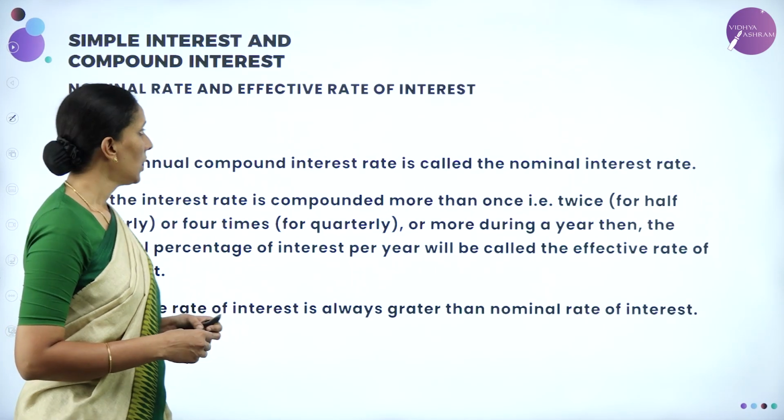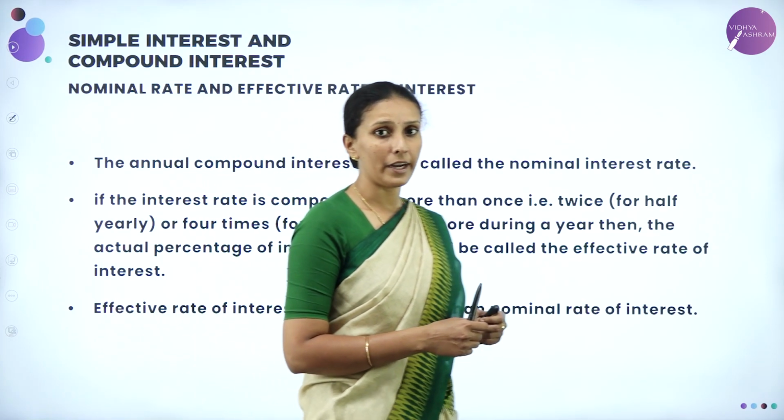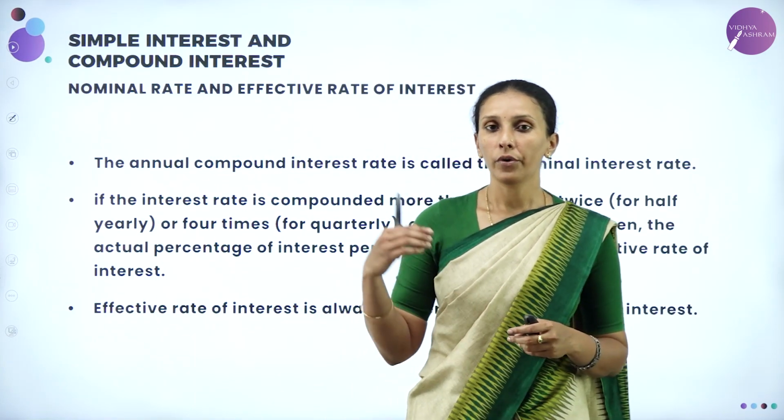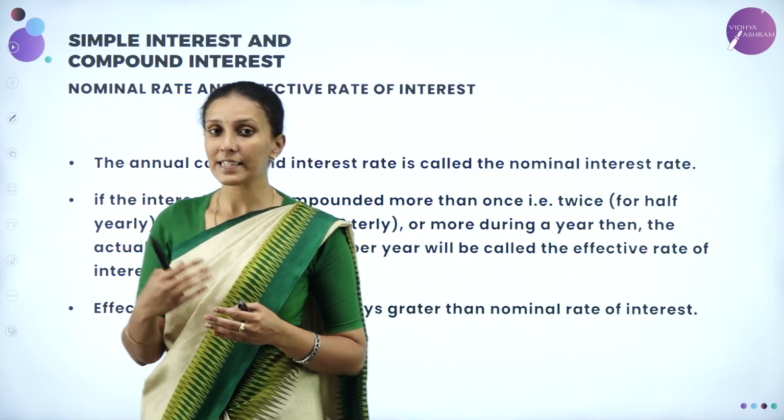Next one, we have the nominal rate and effective rate of interest. So what is this nominal rate and effective rate of interest? So under the problems we have done earlier, we have always considered the compound interest annually.